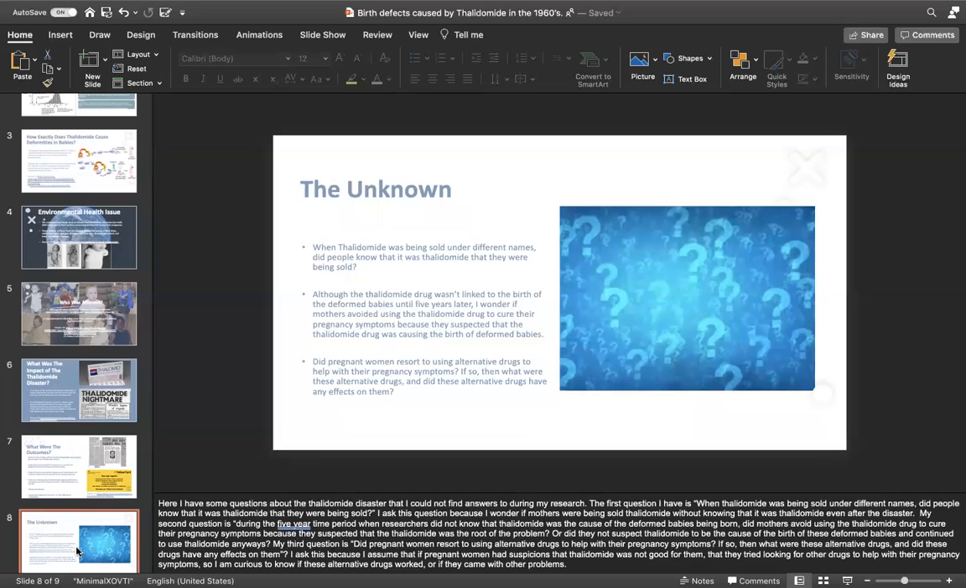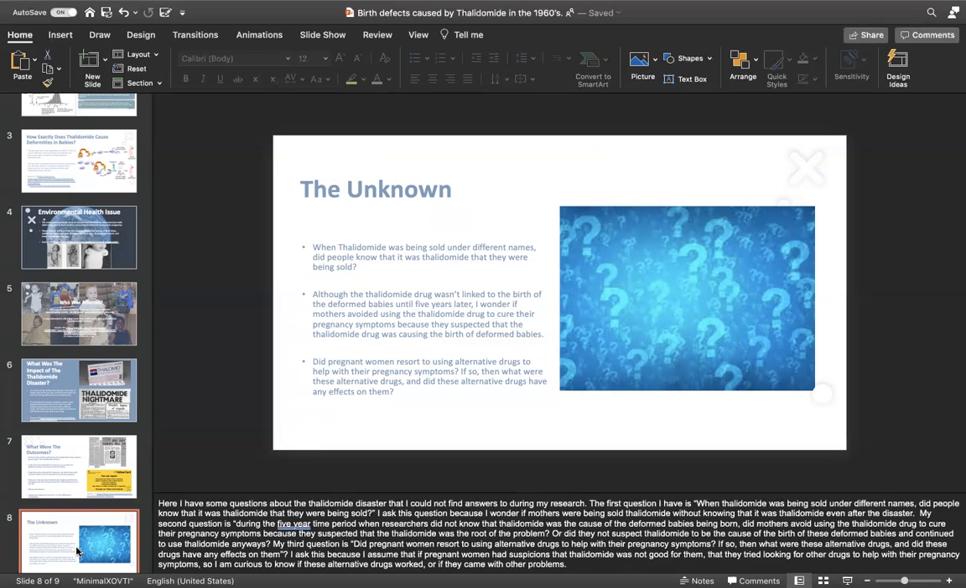My second question is, during the 5-year time period when researchers did not know that thalidomide was the cause of the deformed babies being born, did mothers avoid using thalidomide drug to cure their pregnancy symptoms because they suspected that the thalidomide was the root of the problem? Or did they not suspect thalidomide to be the cause of the birth deformities and continue to use thalidomide anyways?